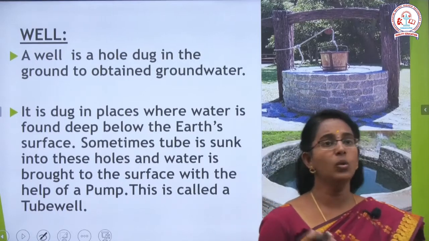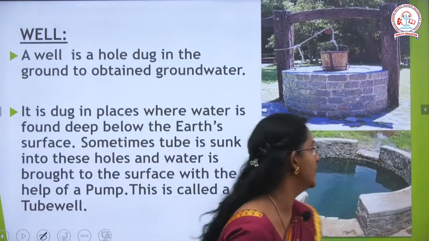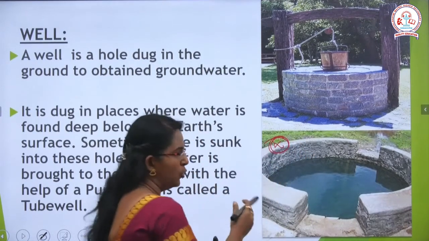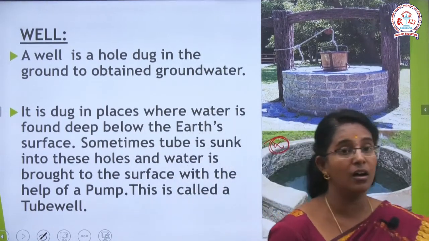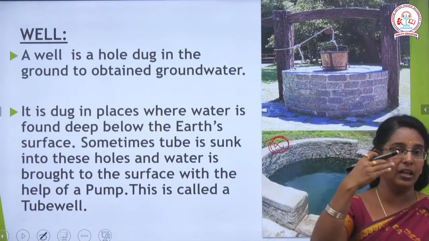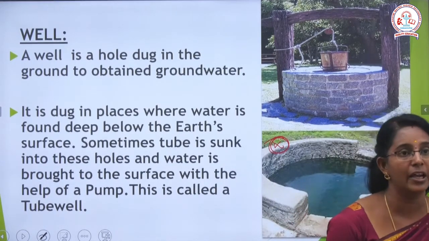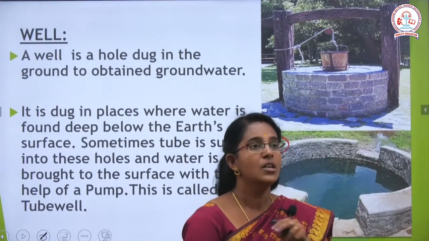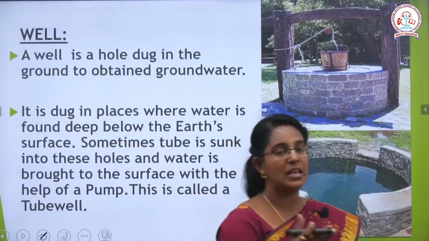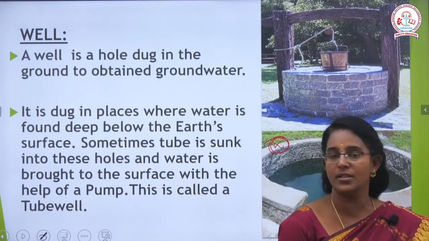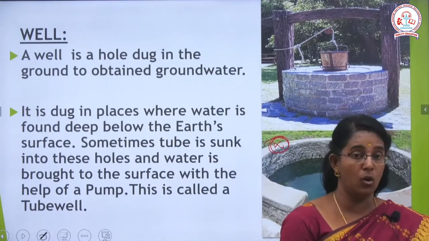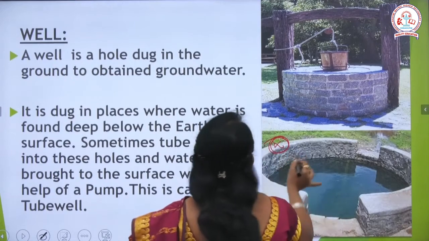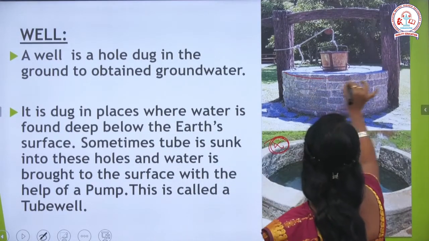Next, what is a well? We know already. In olden days it was common, nowadays it is very rare, we see it in few places only. When we were young, like students at that time, we saw a well in each and every home. It is very important. No one struggled in summer or any other season, they did not worry about water, it would come automatically. That is called a well. See, this is a well.